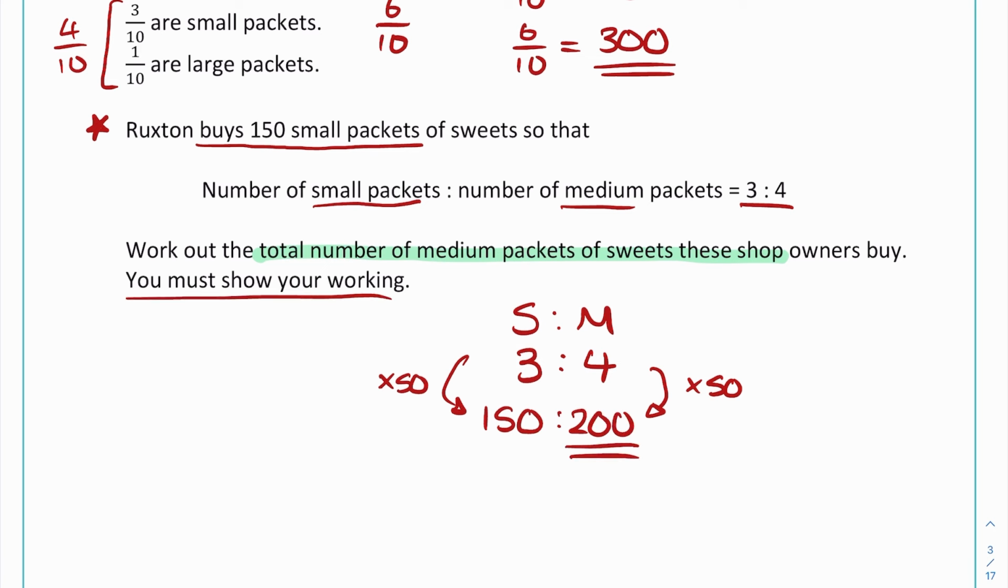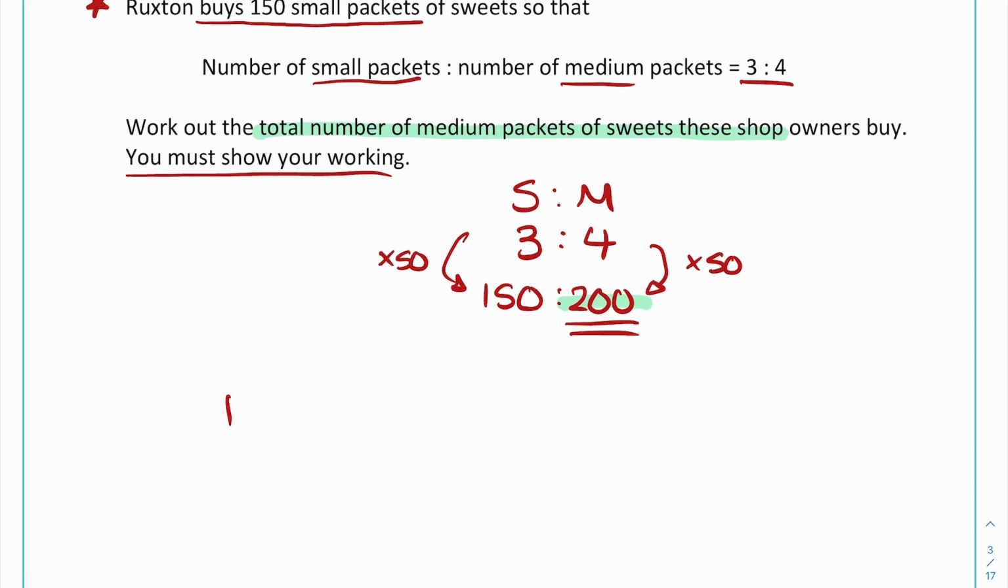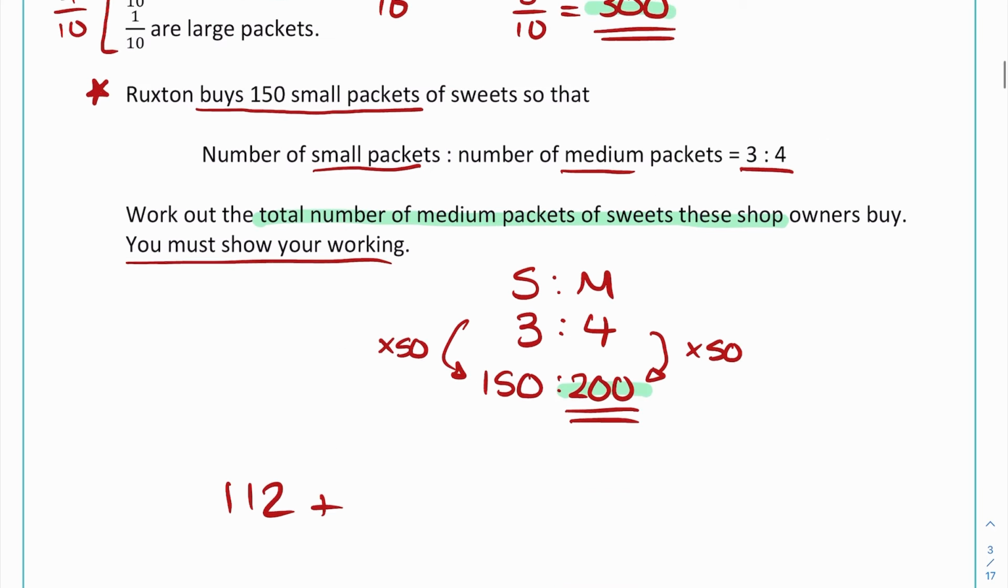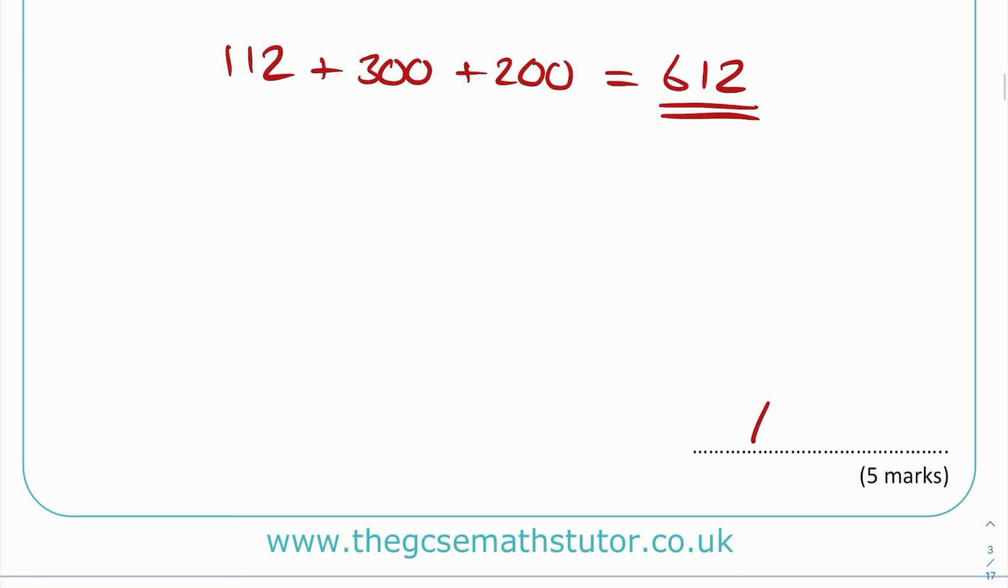Again, don't forget, it does say you must show all your working. So even in this final step, where we need to add together the 112, the 300 and the 200, I'm just going to show that working out. So 112 plus 300 plus the 200. Obviously you can add those together on a calculator, so let's do that. So that's 112 plus 200 plus 300, and that is 612 medium packets of sweets. So our final answer for this question, 612, and that's the amount of medium packets of sweets that are bought.